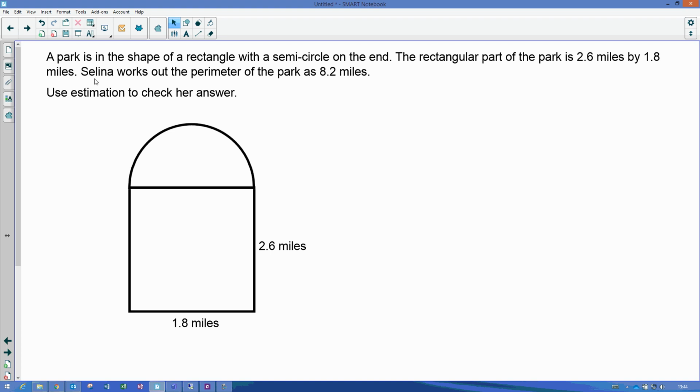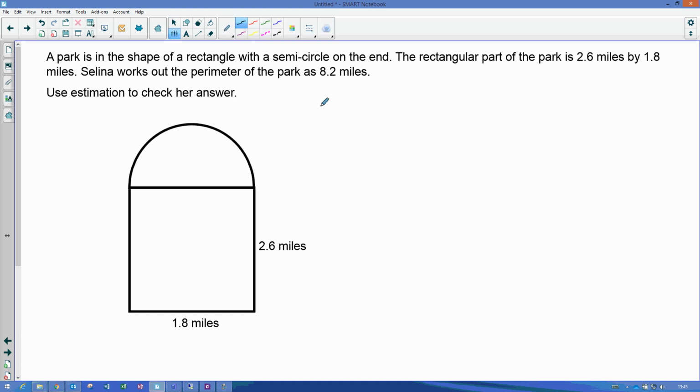So we've got a question. A park is in the shape of a rectangle with a semicircle on the end. The rectangular part of the park is 2.6 by 1.8 miles. Selina works out the perimeter of the park as 8.2 miles. Perimeter, remember, is the distance around the outside. Use estimation to check her answer.